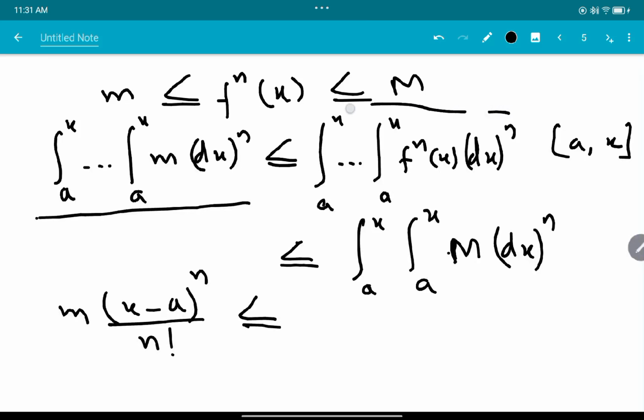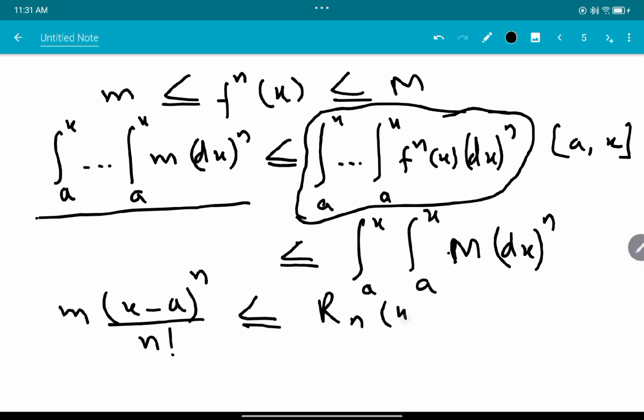this is what we defined as the remainder. This is the remainder R_n(x), and this is again M, just this M times (x minus a) raised to n divided by n factorial. Okay.